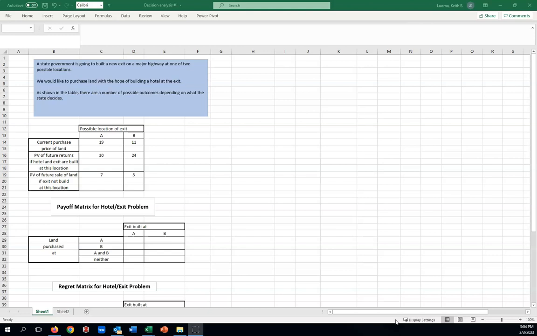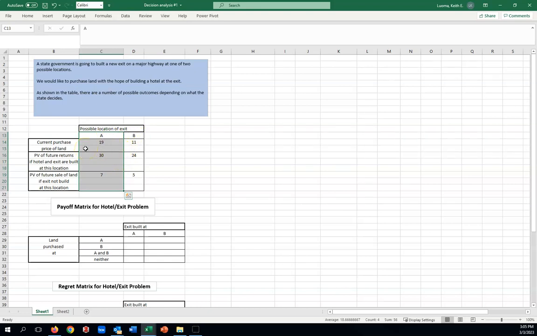Now, unfortunately, we have no idea which exit they're going to choose. So we have to make choices before we have that information. And so in the first table, there are a number of different outcomes depending on what the state decides. So let's look here first at this column here. We have two possible locations that we'll call exit A and exit B.